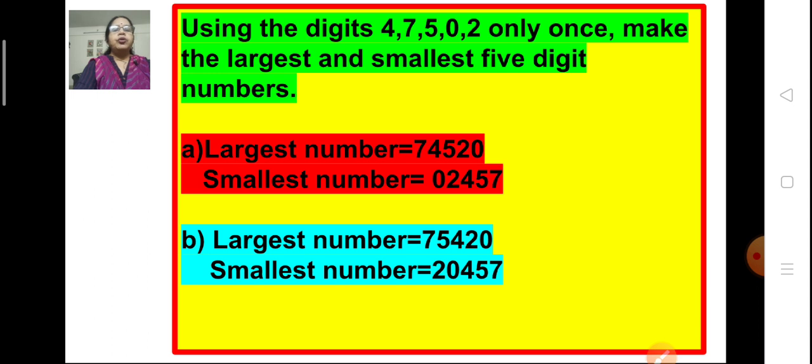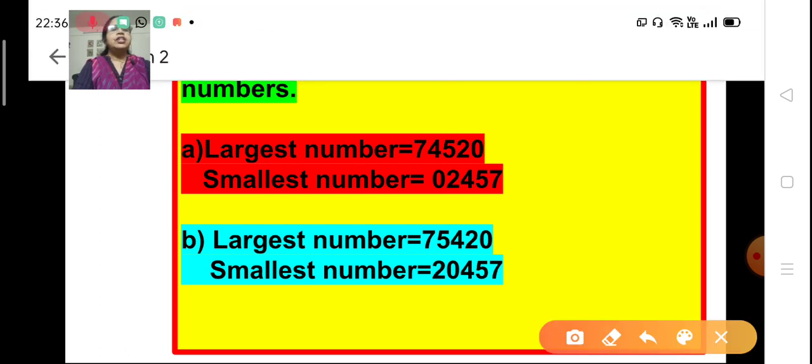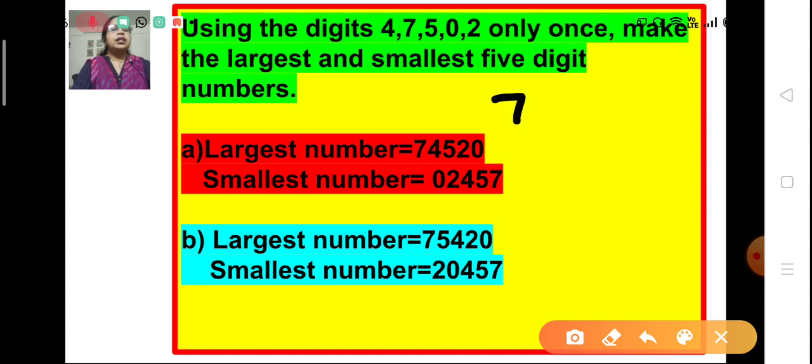So how do we make a largest number from the given digits? For making the largest number, we will arrange the given digits in descending order. That means from big to small or from large to small. Okay, so which is the biggest number? That is 7. So we will take 7 first, and the next digit, which is the biggest, is 5, and then the next digit is 4, then comes 2 and 0.